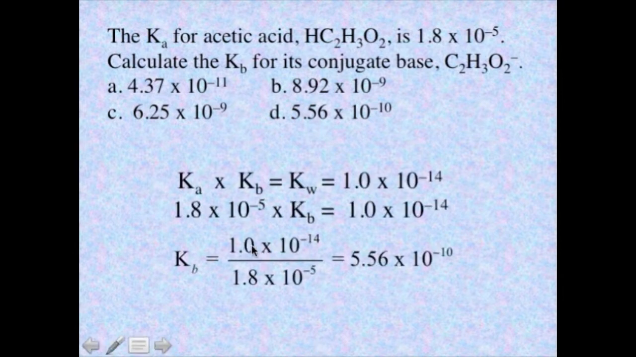So here is the answer. Here's the relationship between Ka and Kb for a conjugate acid-base pair. So you would plug in the equilibrium constant for Ka and solve for Kb. The answer is going to be 5.56 times 10 to the minus 10.